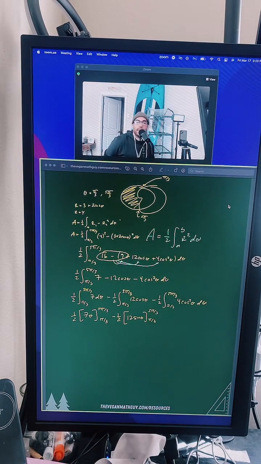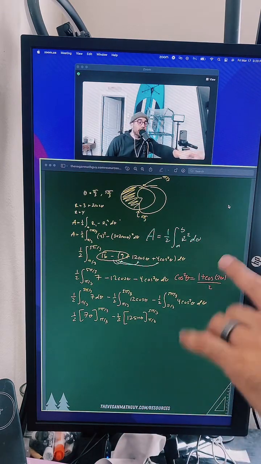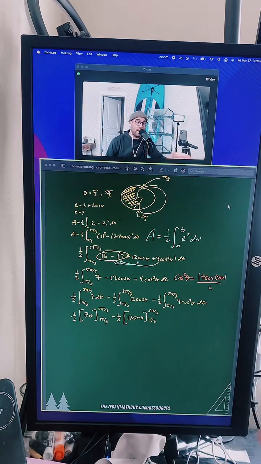I saw Eric came in and said, we are going to do the reducing formula. And that reducing formula is this one. Let me write it in red. We have cosine squared theta is equal to (1 plus cosine of 2 theta) over 2. That is a reducing formula. That is one that you should definitely memorize.